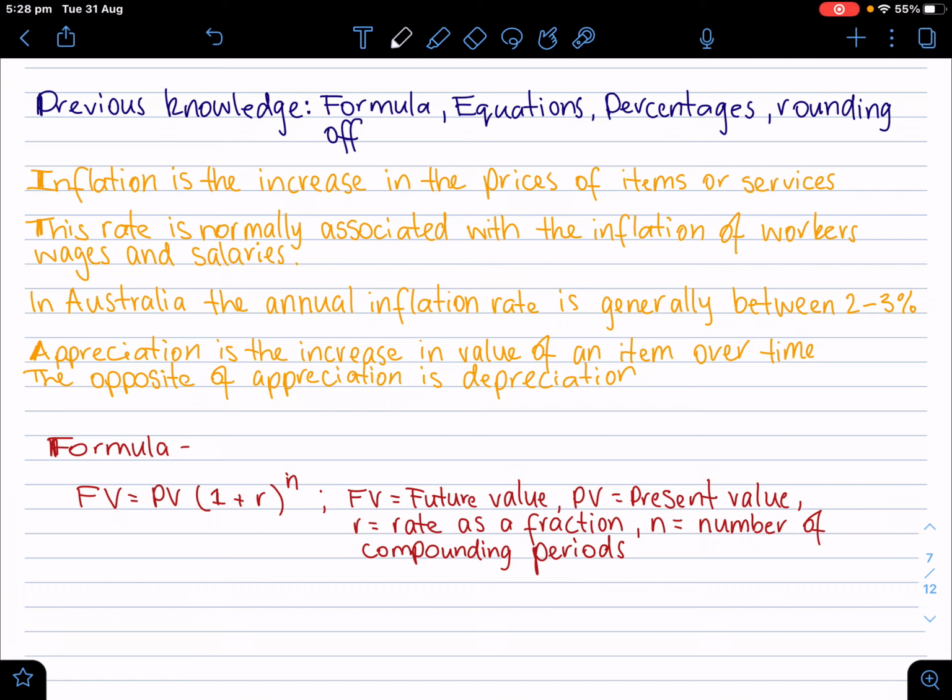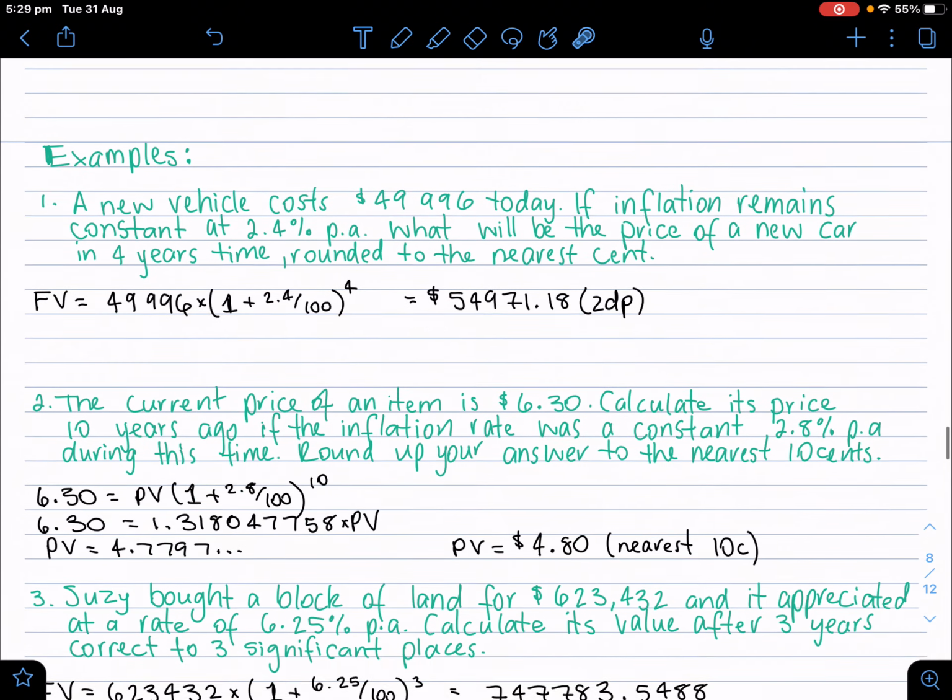So for this, we can use the same formula we use for compound interest because it still uses the future value foundation. So it's the same formula, future value equals present value times 1 plus r as a fraction, to the power of the number of periods. So let's go through a few examples.